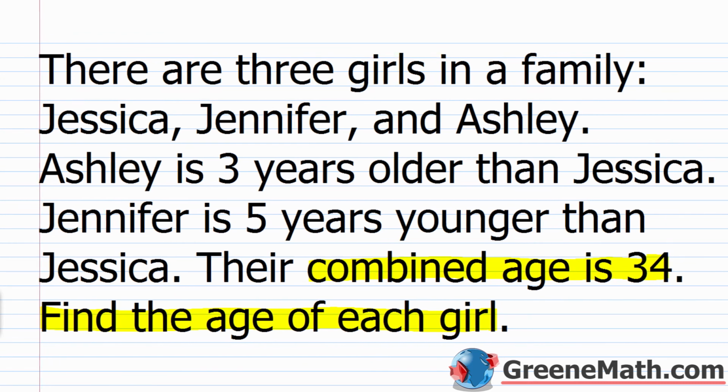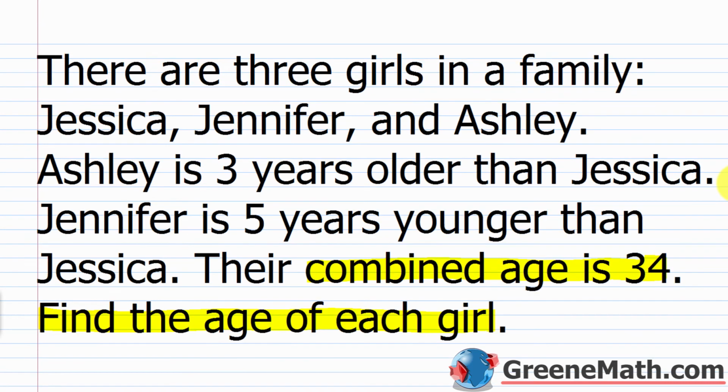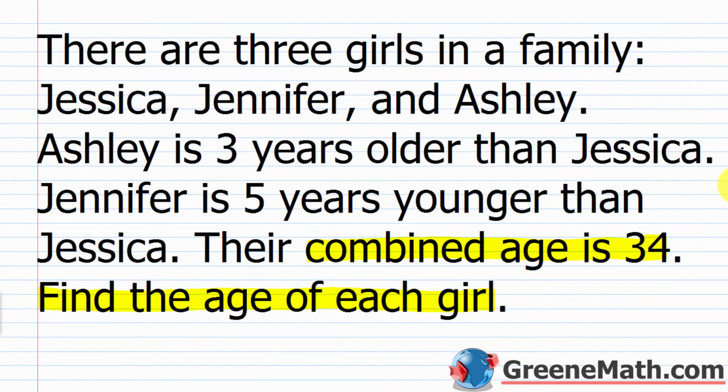So go back to your problem and make sure that it makes sense. Make sure that the answer is reasonable. So there are 3 girls in a family, Jessica, Jennifer, and Ashley. Ashley is 3 years older than Jessica. Well, we said Jessica was 12, so Ashley's 15. Jennifer is 5 years younger than Jessica. Well, we said that Jessica was 12, and so Jennifer is 7. Their combined age is 34.